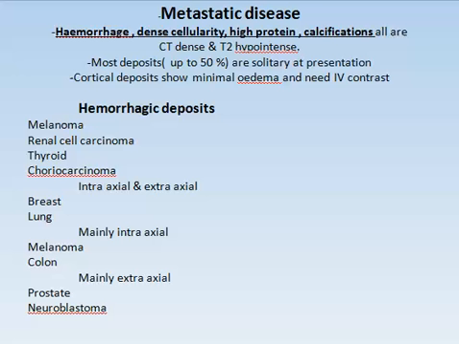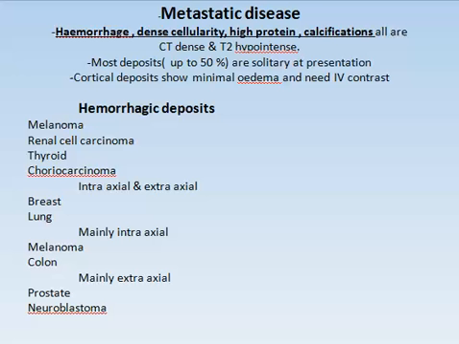Remember that hemorrhage, dense cellularity, high protein, and calcifications will appear dense on CT and hypointense on T2. Remember also that most deposits start as solitary. In 50% you can find only one lesion, and cortical deposits will show minimal edema and need intravenous contrast. This all together should be correlated with the patient condition and diagnosis, that malignancy is there.